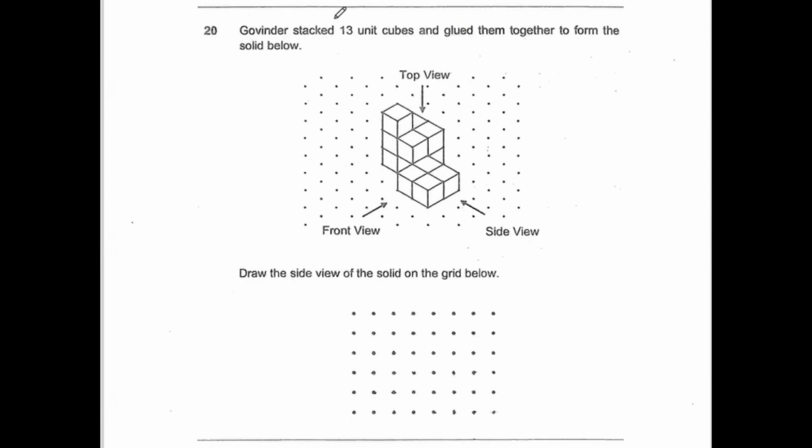Question 20. Govinda stacked 13 unit cubes and glued them together to form the solid below. So you're supposed to draw the side view of the solid on this grid here. Okay, so let's just check 13 unit cubes. And you have to take it that they start from the bottom up. So you should not have cubes that are floating. So 13, 4 here. Then 4 below, 4 in the second layer, that's 12 already, right? 4, 4, 4, that's 12. And then the top one, 13.